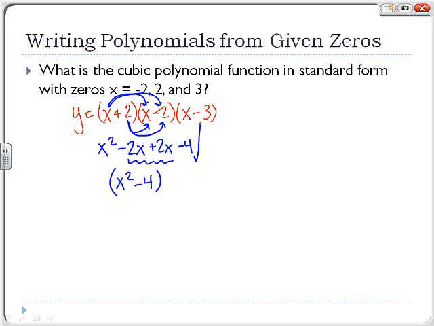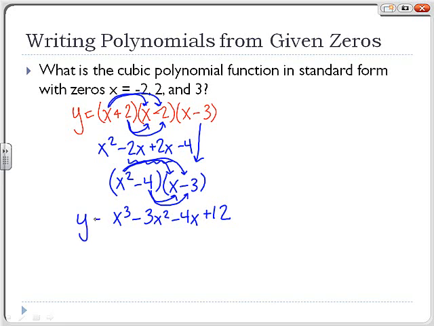Then bring down your third factor and distribute again. So we say x squared times x makes x cubed. x squared times negative 3 makes negative 3x squared. Negative 4 times x makes negative 4x. And negative 4 times negative 3 makes plus 12. So the cubic function in standard form is y equals x cubed minus 3x squared minus 4x plus 12.